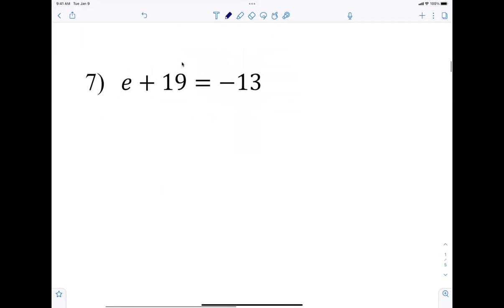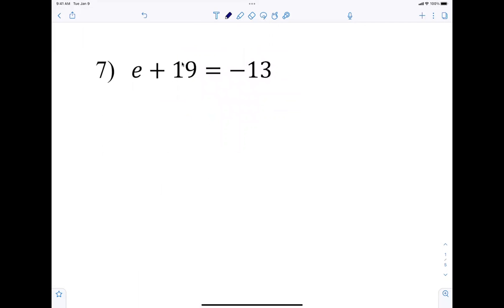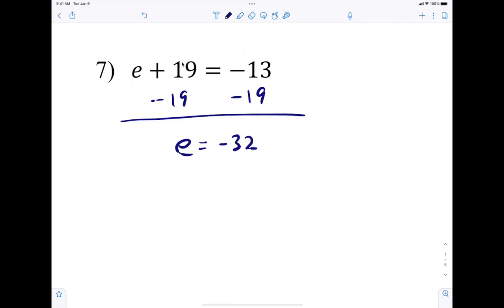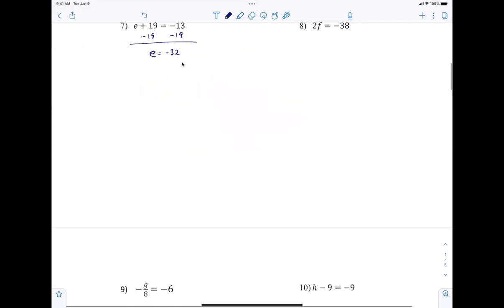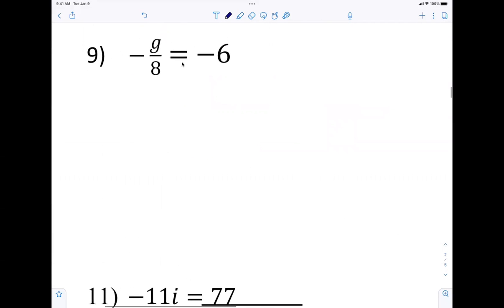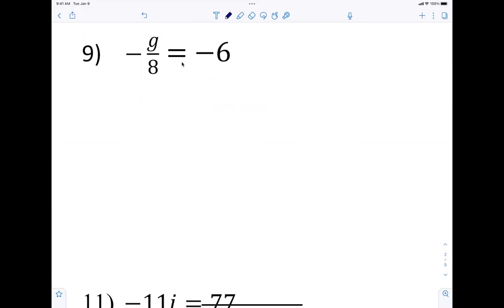All right. Now I'm on number 17. Again, subtracting 19. So E is equal to -32. Everybody's good? All right, let's knock out 9. Undoing division, we are going to multiply. Now, again, I'm just putting -8, putting -8. So I know G is equal to 48. Everybody's good with that? Would it be -G?